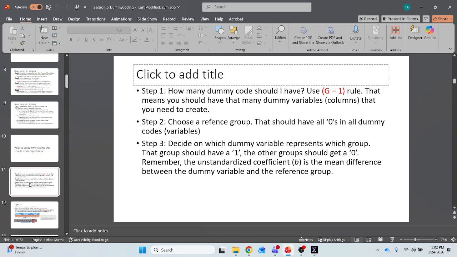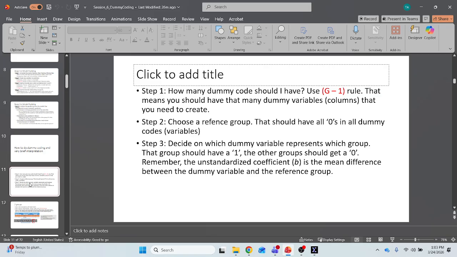All right. Now for step 3, remember, let's say I have 5 groups, and I will have 4 columns. Then you decide which ones are going to represent what. So if you have 2 groups, males and females, that's easy. I'm going to have males, for instance, as my reference group, and I only have 1 column. That column is going to represent females. If I have 3 groups, that means I will have 2 dummy codes.